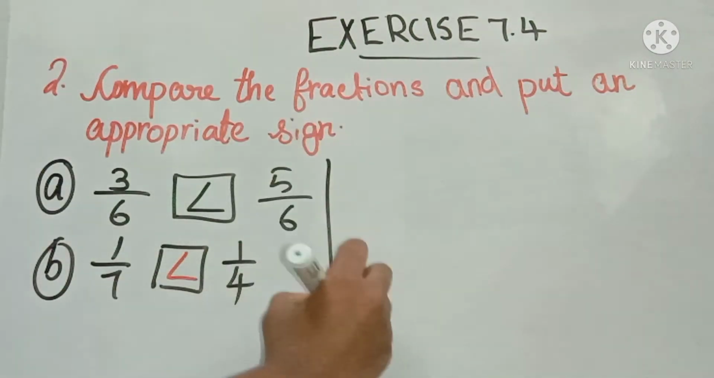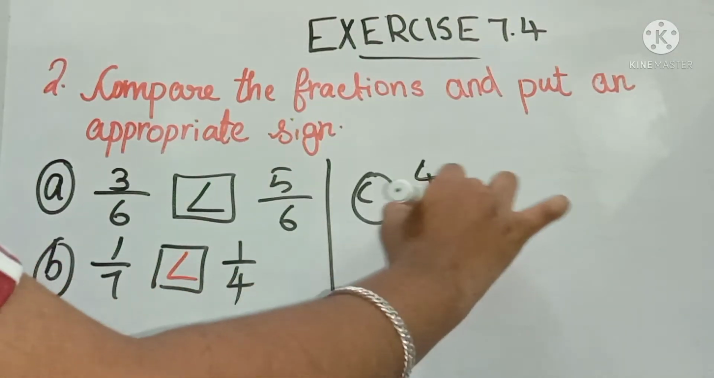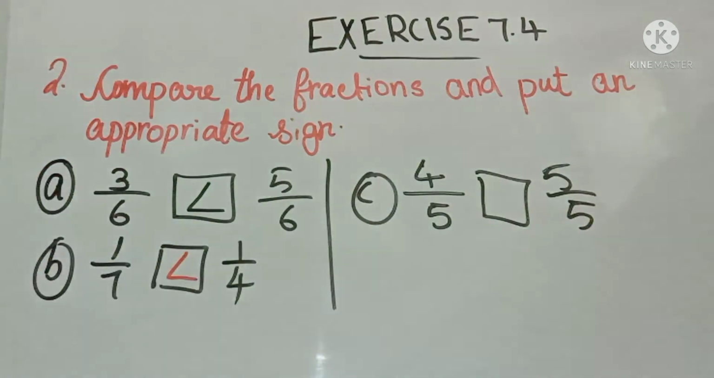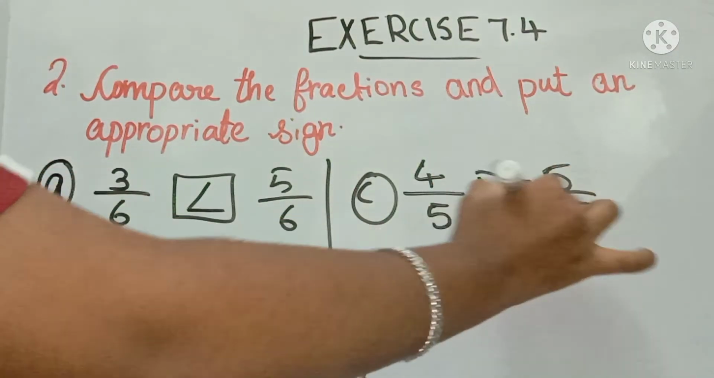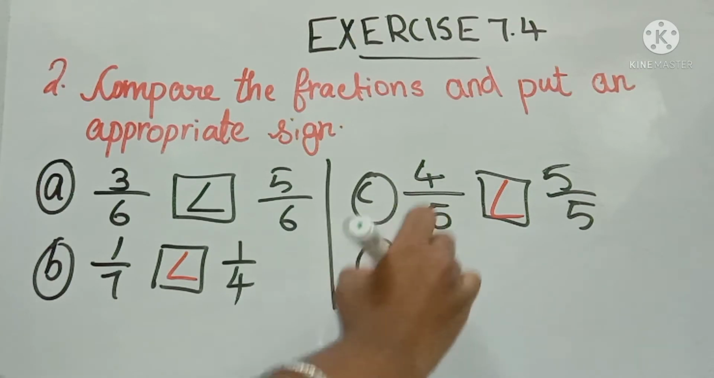Next, C question. C question is 4/5 and 5/5. Denominators are equal. So 4 or 5 is bigger. 5 is bigger. So 5/5 is equal to what? 1. So 5/5 is greater.